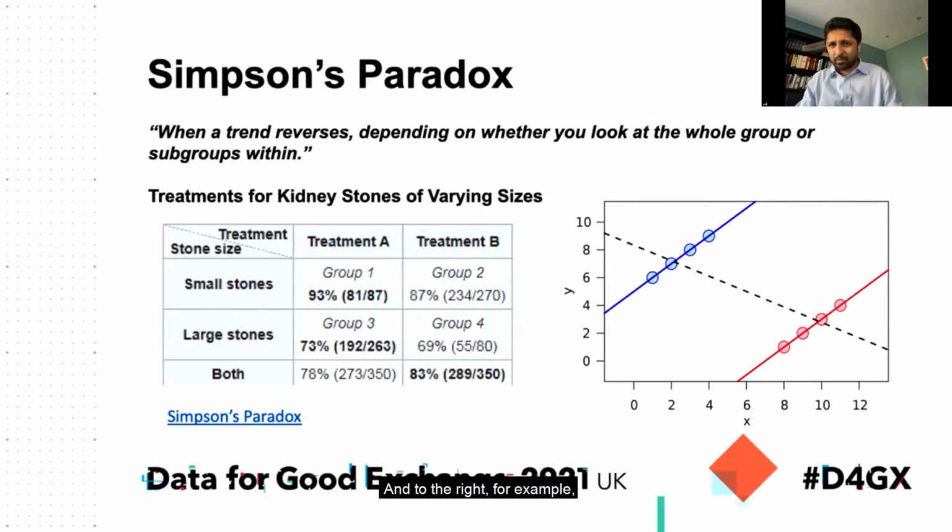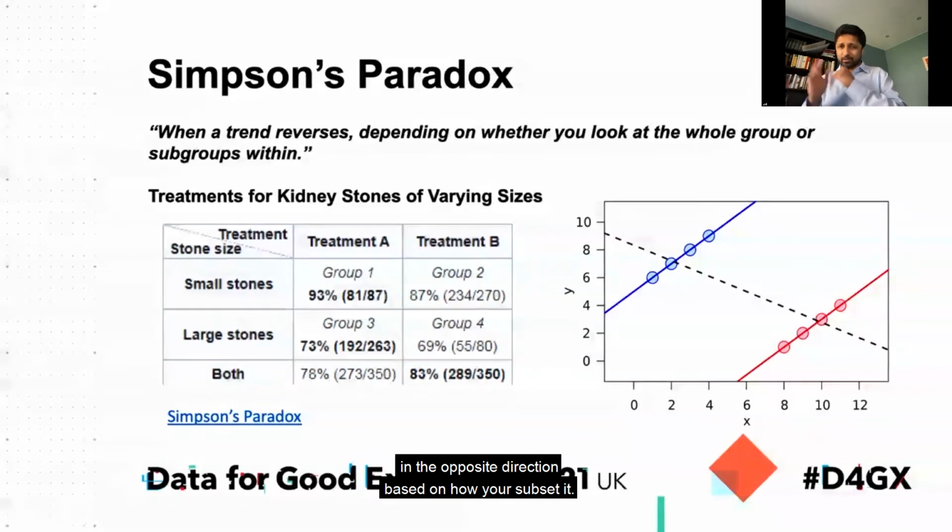And to the right, for example, you see the visual interpretation of the same phenomenon, which is the dotted line is the broad phenomenon, the blue and red lines are the subsetted data sets, and then you get essentially a line that looks in the opposite direction based on how you subset it.